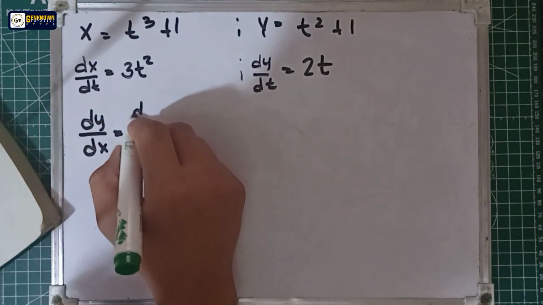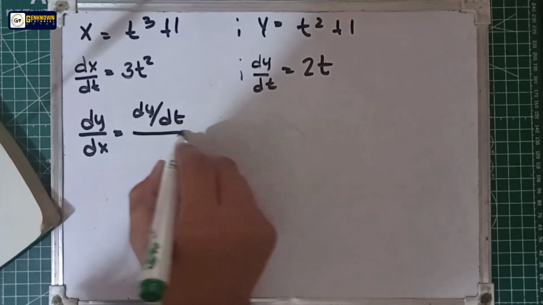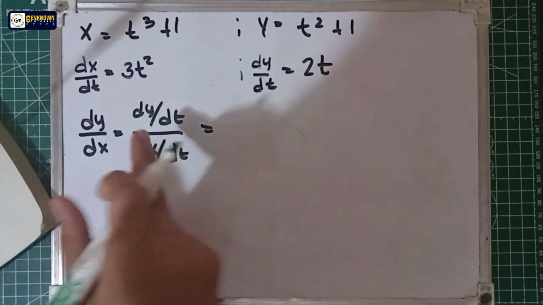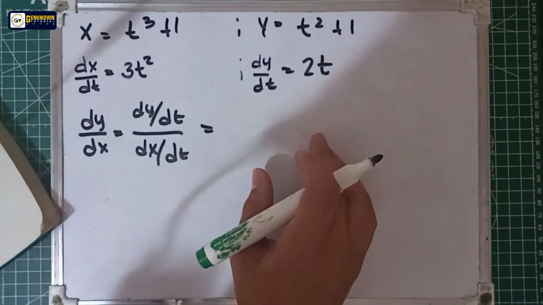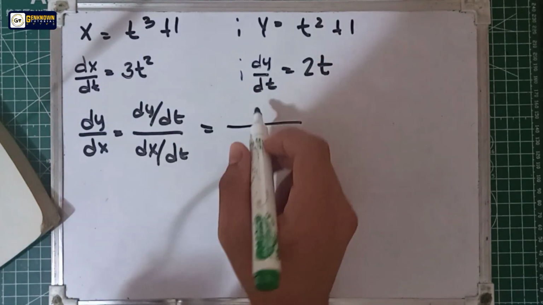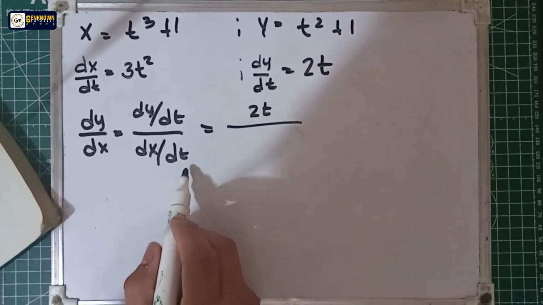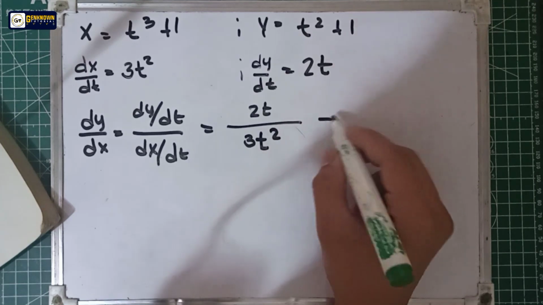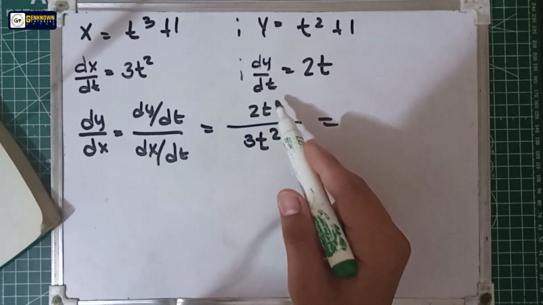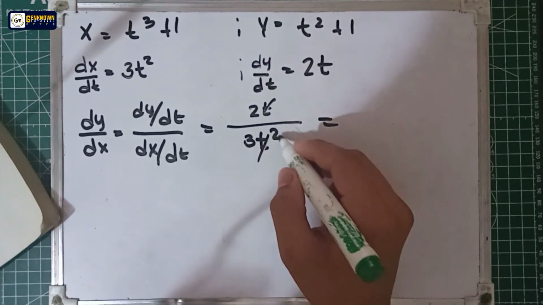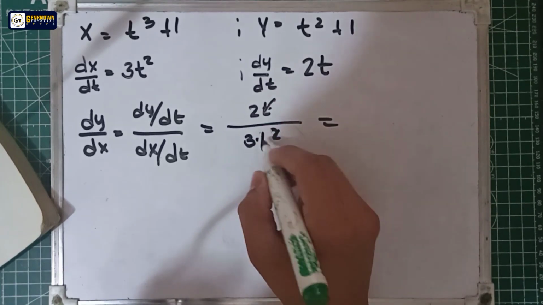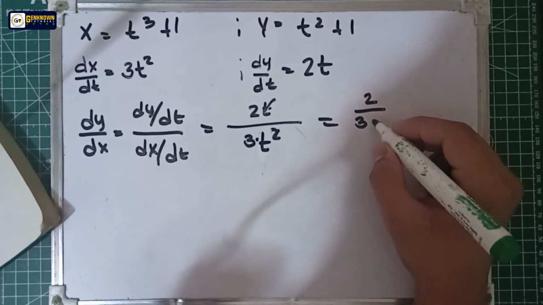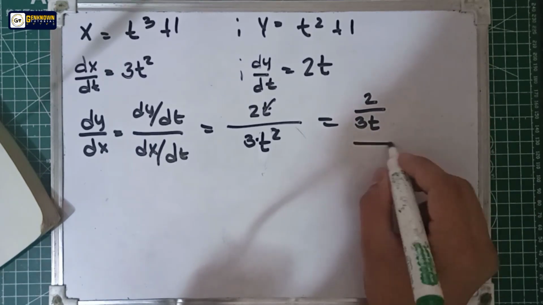Okay, so based on the first derivative in parametric form, dy over dx is equal to dy over dt over dx over dt. So we will substitute these values as indicated here. dy over dt is equal to 2t, while dx over dt is equal to 3t squared. Simplifying this, we can cancel out one t, so this is equal to 2 over 3t.